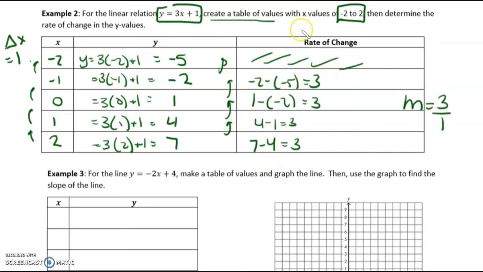Our difference in the y's over our difference in the x's. The other way that you can see this is right in the equation, in y equals mx plus b form, it's the m.